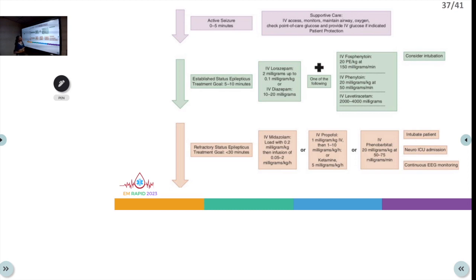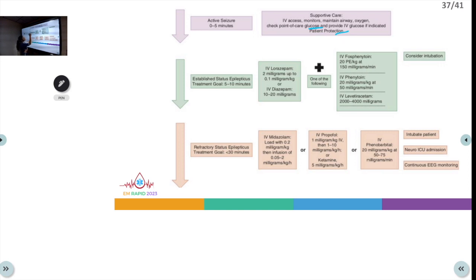Okay. So this is to summarize acute seizure management in the ER. In the first 5 minutes, we have told supportive care: IV access, check the airway. If the patient requires suctioning, suction the airway, start oxygen, IV access, monitors, cardiac monitor, point of care glucose. If hypoglycemia, we need to give dextrose along with thiamine. Then check for patient protection.